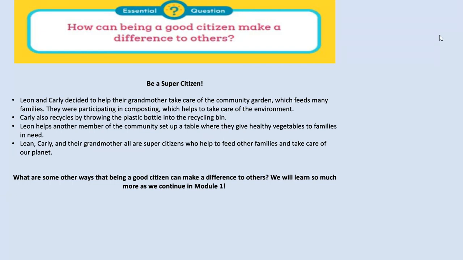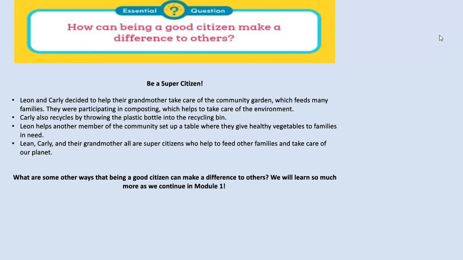Leon helps another member of the community set up a table where they will give away healthy vegetables to families that are in need. And Leon, Carly, and their grandmother, they're all super citizens because they're helping take care of the community garden. They donate vegetables to other families, and they're also helping to take care of our environment.